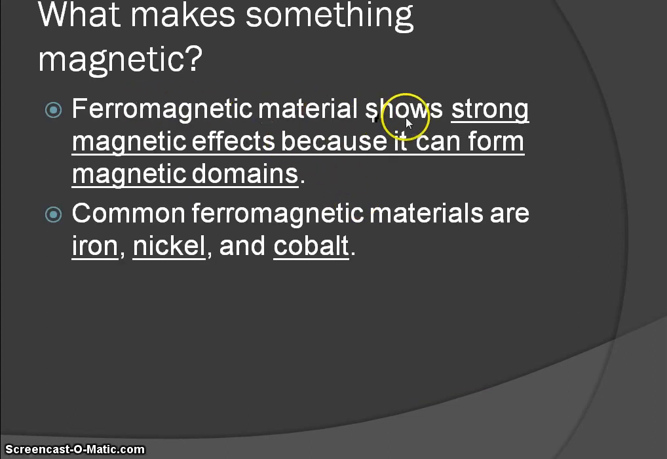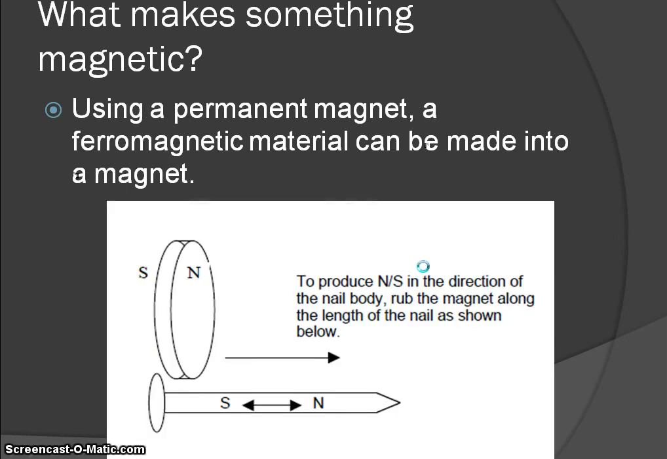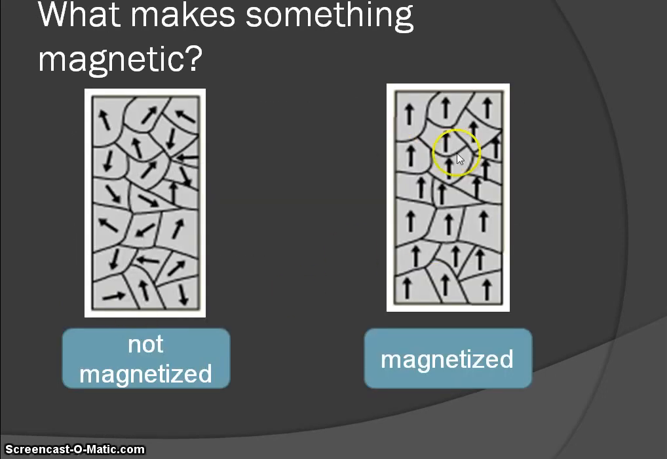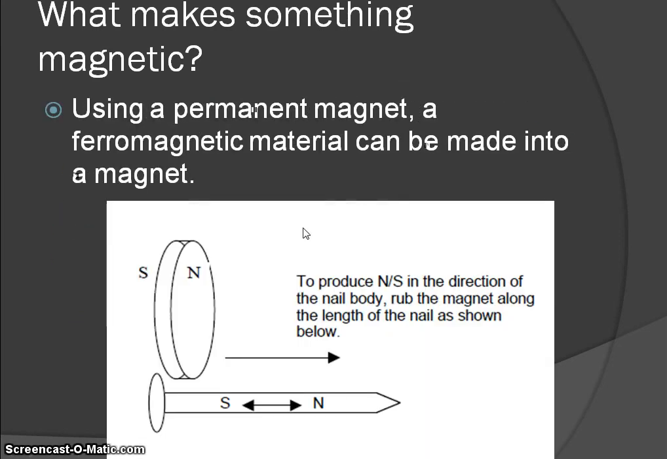So ferromagnetic materials such as iron, nickel, and cobalt can have their domains lined up easily because of the nature of their electrons. We can make something magnetic if it's ferromagnetic by trying to line up all those domains, such as taking a magnet and running it in the same direction on a nail. That can cause that nail to become magnetic because you're lining up all the domains in the same direction. You're making them go from looking like this to looking like this.